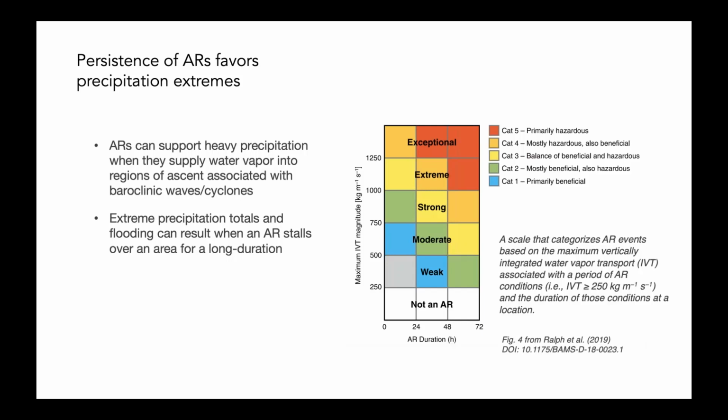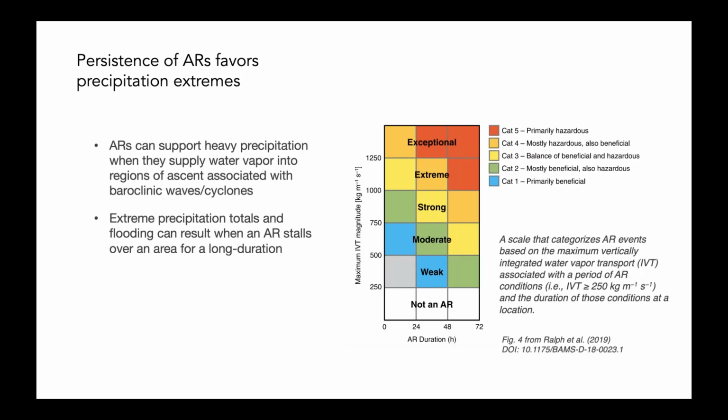And that's an idea highlighted in this simple AR categorization scale that Ralph et al. 2019 devised. It's basically a phase space of AR intensity and AR duration, okay? And they basically indicate that those ARs that are the longest duration and the strongest tend to be the most hazardous.